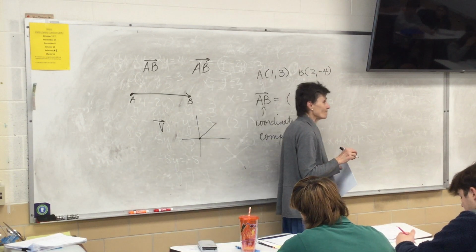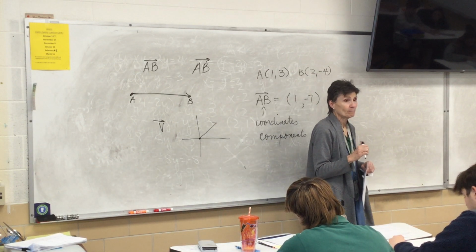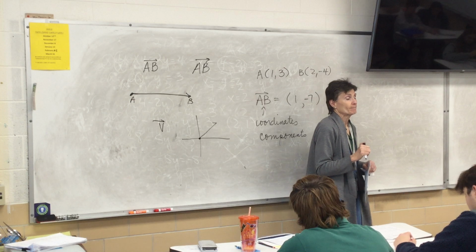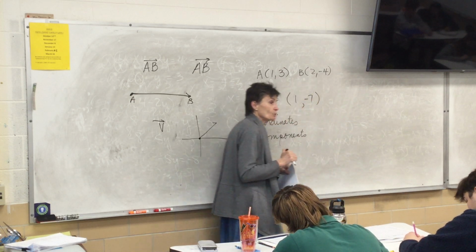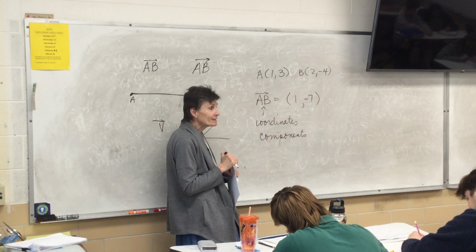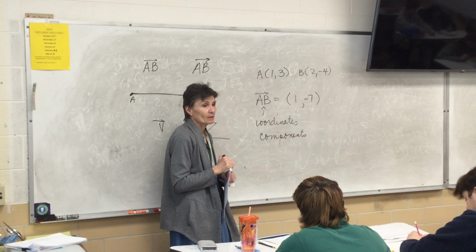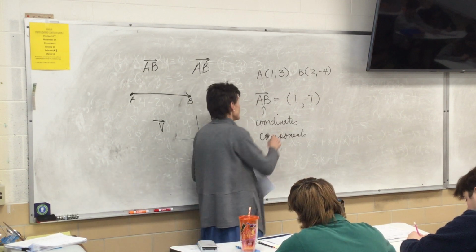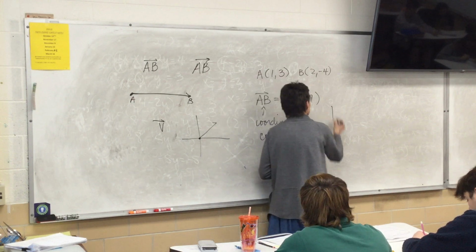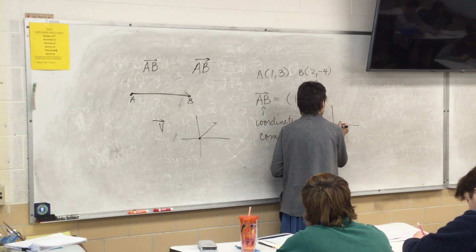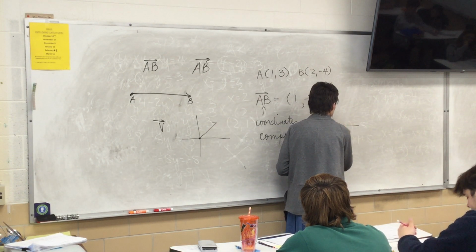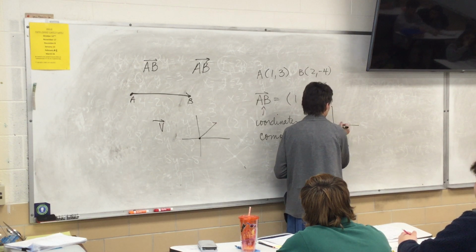Magnitude. Magnitude is the vector word for, anybody know? Length. It's the vector word for length. So when someone asks you to find the magnitude of a vector, you're just finding its length. So let's talk about this one right here. It has components (1, -7). If I drew it as a position vector, it would look like this.